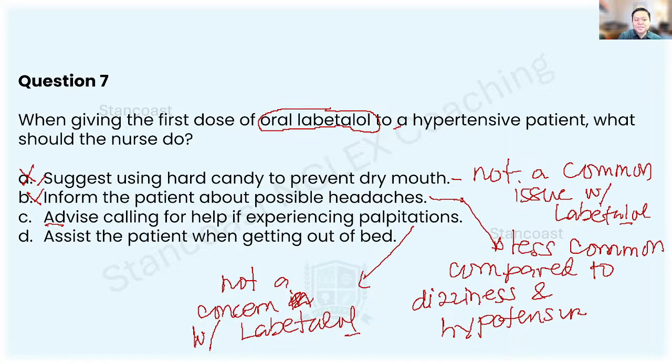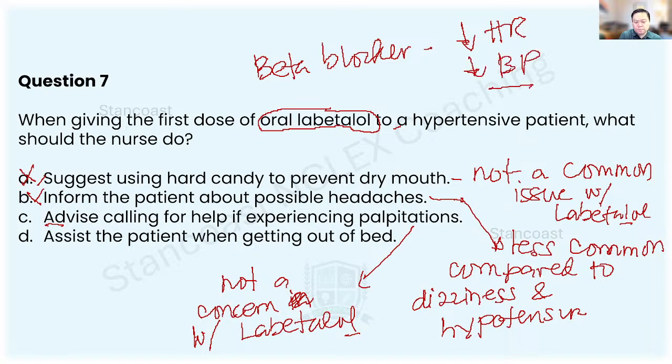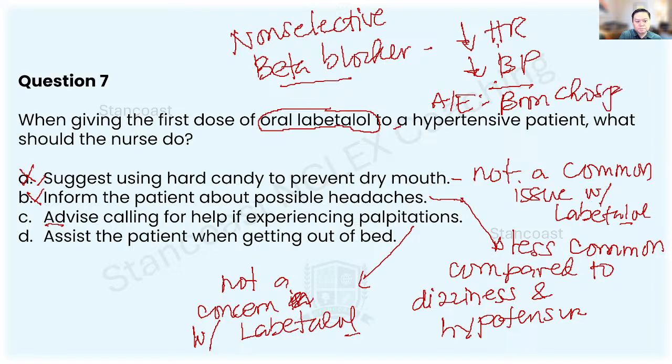Remember, guys, that this is a beta blocker, right? It can reduce the heart rate. It can also reduce the blood pressure, right? Don't forget, it's a beta blocker that is non-selective. Reduces heart rate, reduces blood pressure, and the adverse effect is what? Bronchospasm. Okay, so we have our answer here, which is letter D.